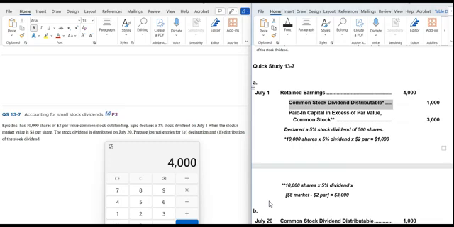The amount we record in there is going to be the par value or stated value of the stock. So the 500 shares, the stock has a $2 par value. The total par value of stock to be issued is $1,000. So we will credit the common stock dividend distributable account.